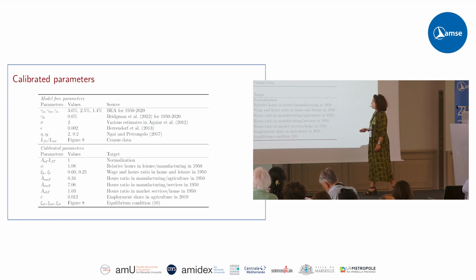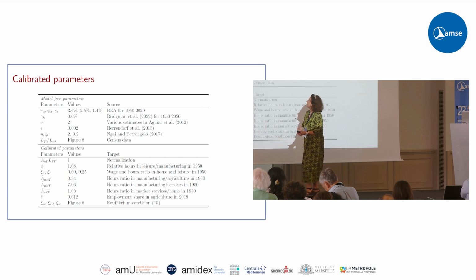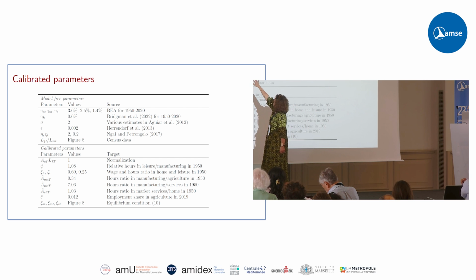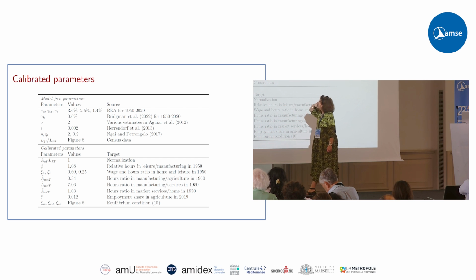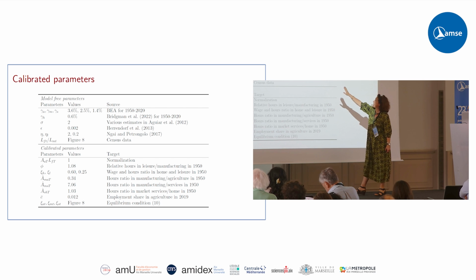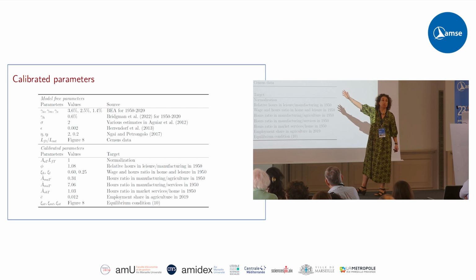These are all the calibrated parameters. One important thing here: these gamma values come from the Bureau of Economic Analysis estimates for the period 1950 to 2020. There is a huge issue here. What do we do before 1950?